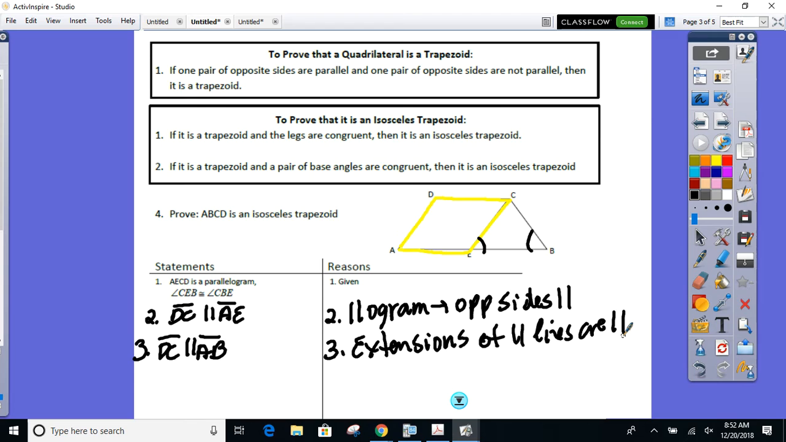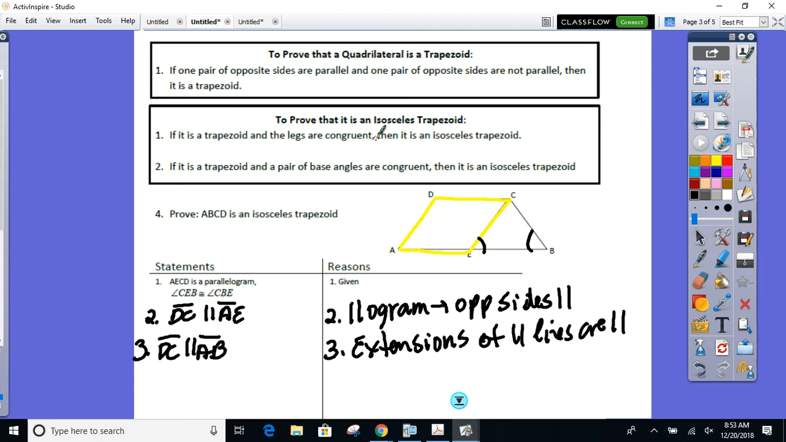It's not a trapezoid yet. Wait a second, you said if I got parallel lines that it's a trapezoid. Not yet. You want to read up here for me? We got to do one more thing. If one pair of opposite sides are parallel, did we do that? Check. And the other pair are not parallel. No. We're not going to have to go indirect here.